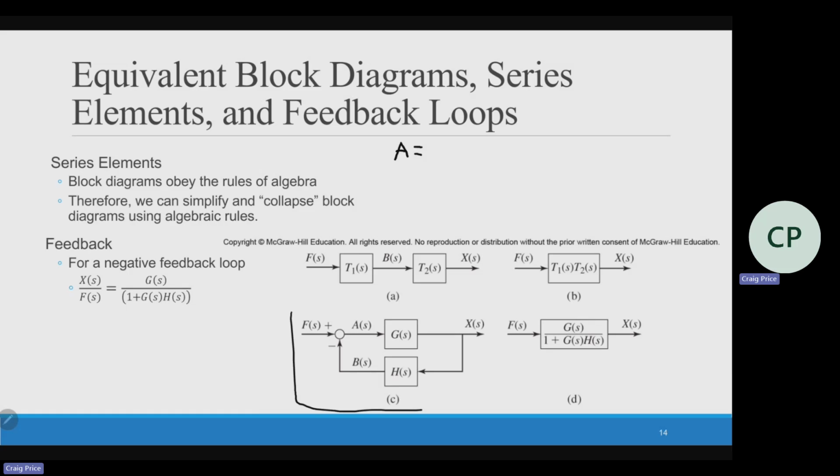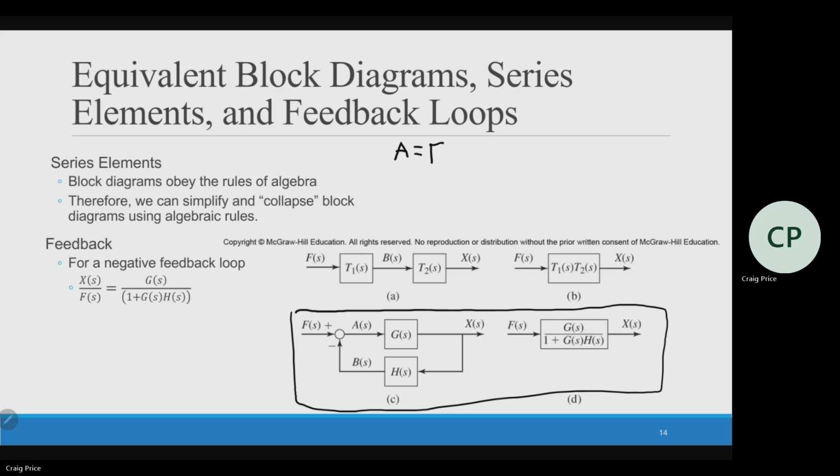So I'm working on this. I want to figure out how I can get that transfer function. What is A equal to? Well, I have a summing junction right here, so that's going to be a positive F minus B. So A equals F minus B. Everyone following? Okay. What is B equal to?